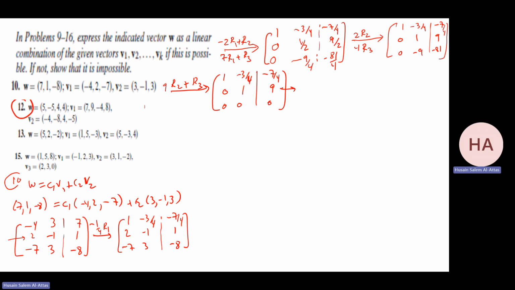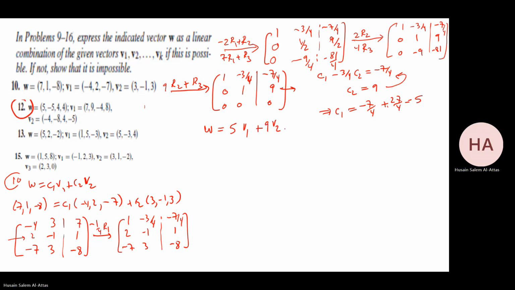So that means I have the equation C1 minus 3 over 4 C2 equals minus 7 over 4, and I have C2 equals 9. C2 equals 9, plug it here. So C1 equals minus 7 over 4 plus 27 over 4, which is 20 over 4. That will be 5. So for sure, W can be written as 5 V1 plus 9 V2. Yes, I get it now. It means W, I can write it in this way.